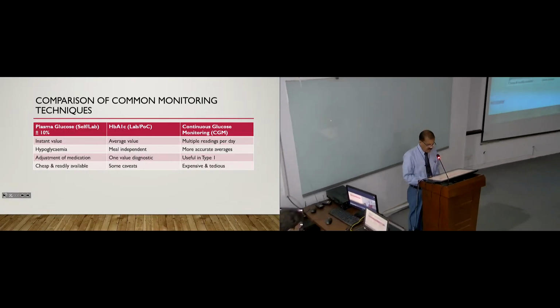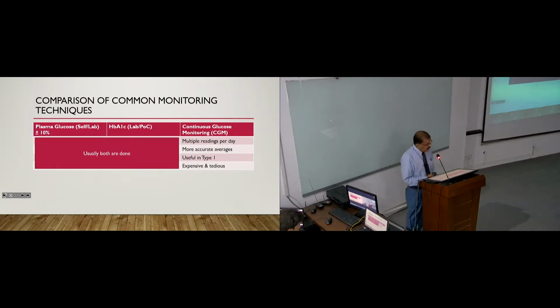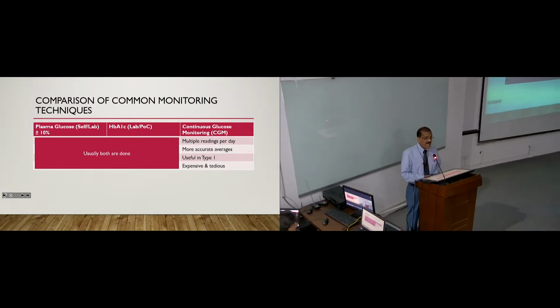It gives more accurate averages and is useful in type 1, because in type 1 glucose fluctuates very rapidly. So we would definitely like to have continuous glucose monitoring devices in type 1 diabetes patients. It is expensive and tedious. So usually, I guess plasma glucose and A1C both are useful. For routine purposes, the patient can check sugar whenever he suspects he is going through hypoglycemia, or whenever he feels he has overeaten and taken a lot of carbohydrates, and then A1C before the visit.